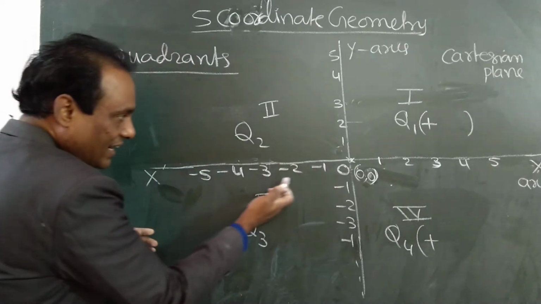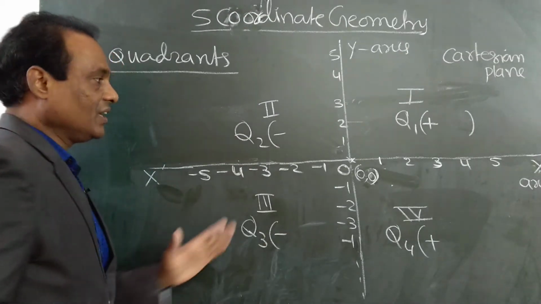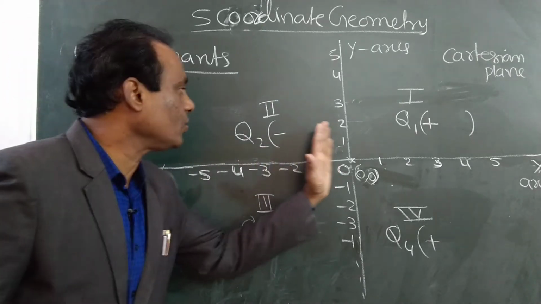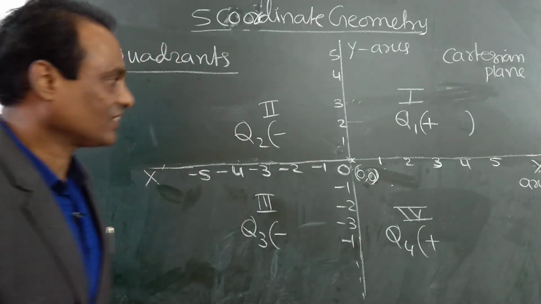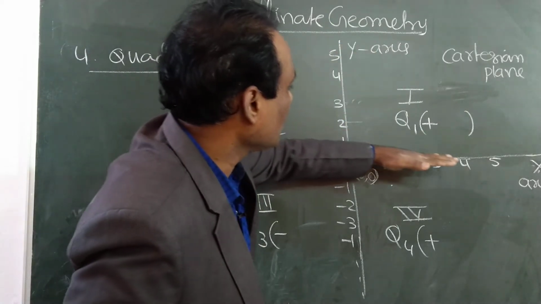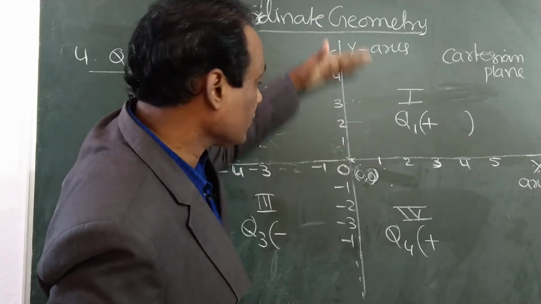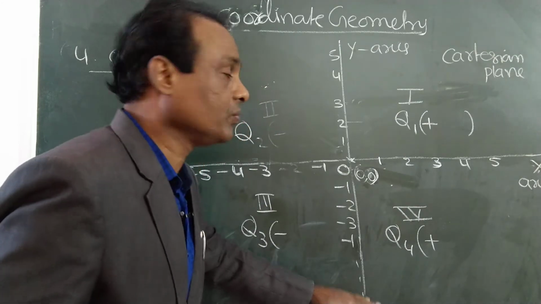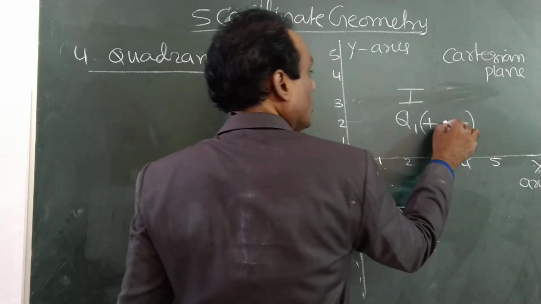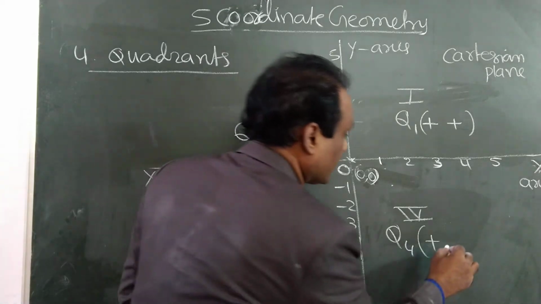This side x values are negative. Minus 1, minus 2, minus 3, minus 4. X values are negative. Next, above x-axis, y values are positive. Below x-axis, y values are negative. So this side above, y values are positive. This side y values are negative.